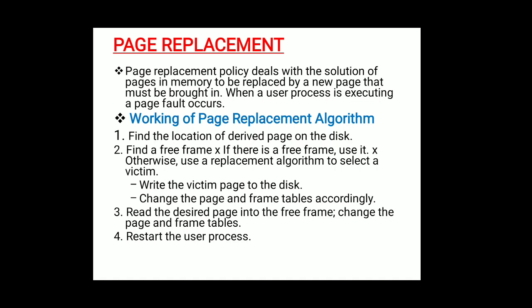When there is no free frame list and you want to bring a particular page into the main memory from the secondary memory, and you see that all the frames are already allocated or filled, then you need to replace a particular page by the new page. Otherwise, you need to terminate a particular process. If there is no free space or free frame, then you have to terminate the entire process.